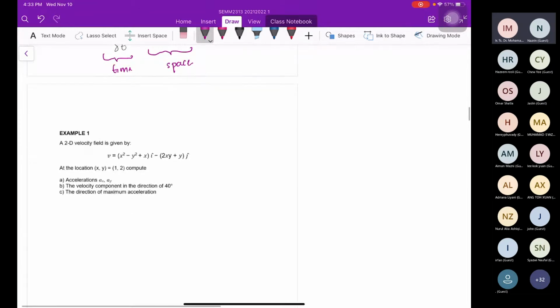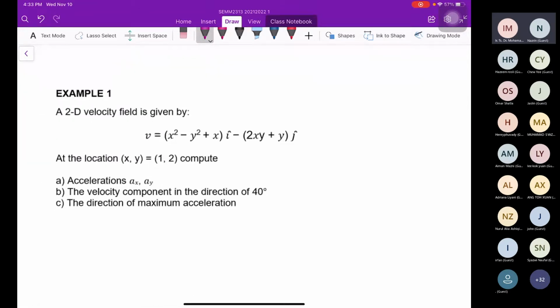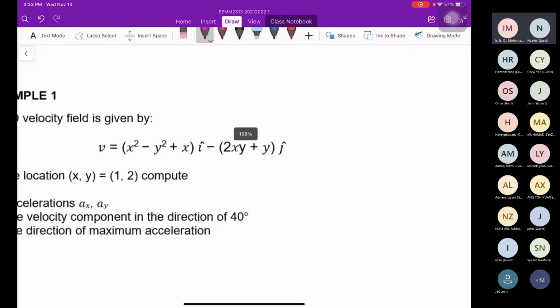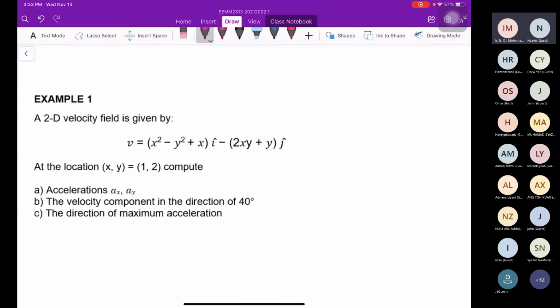Alright, we take a look at example 1. This 2D velocity field is given by, okay, this is vector form here, I and J. Do you notice there is no K direction, no Z direction, because this is only 2D. When it is 2D, just draw like this. This is X and this is Y. The vector in the X we call I, the vector in the Y we call J.